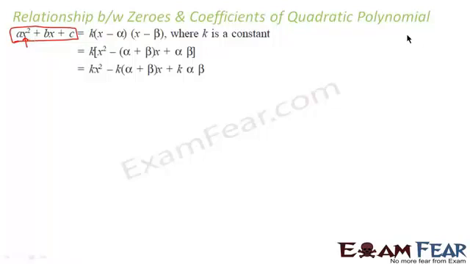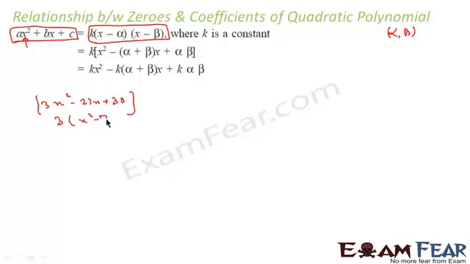And let's assume that alpha and beta are the factors of this quadratic polynomial. So we can write this function as k into x minus alpha into x minus beta. I can show you if you want. For example, let's assume 3x square minus 21x plus 30. This is my polynomial function of this form, ax square plus bx plus c. Now I know I can write this as 3 into x square minus 7x plus 10.